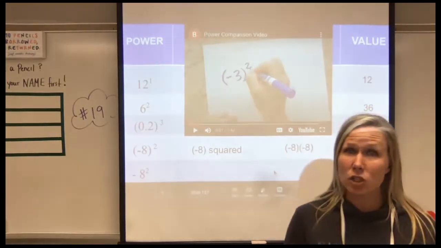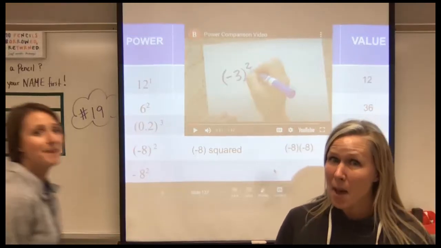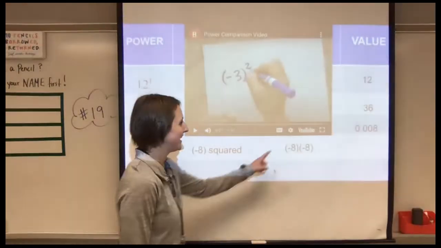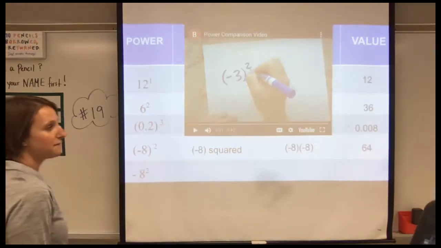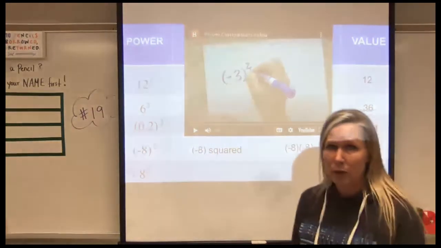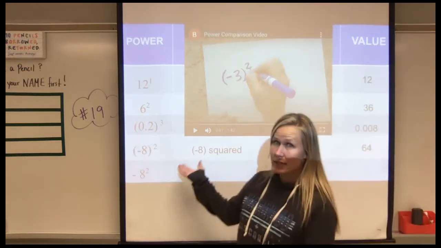And now we know that the signs agree. So the answer is positive! 8 times 8 is 64, and since they agree, it's going to be a positive 64. There we go. Now this one we would read differently because there isn't any parentheses.